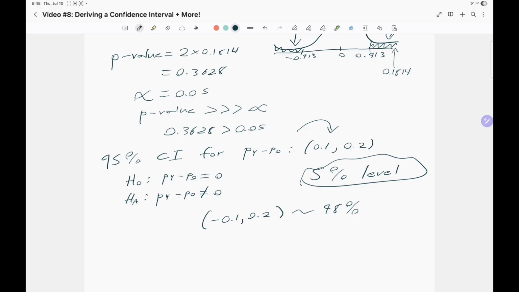All right, I think that's all I wanted to cover today. So that was just a little hypothetical. What if they gave you a confidence interval? I think that's about it.